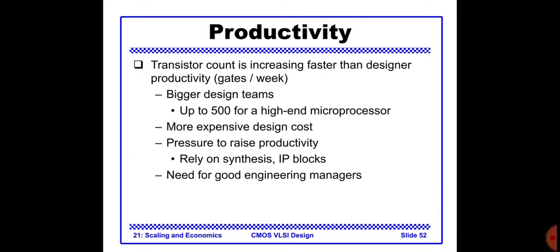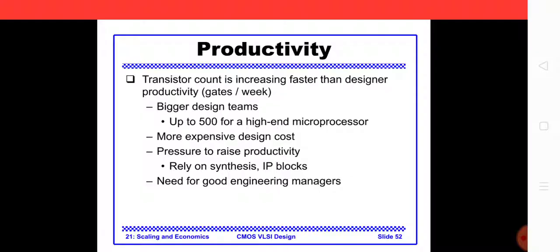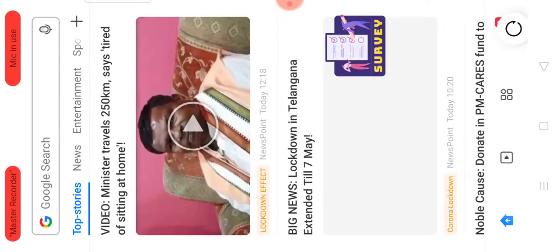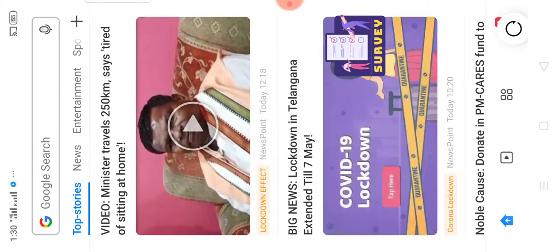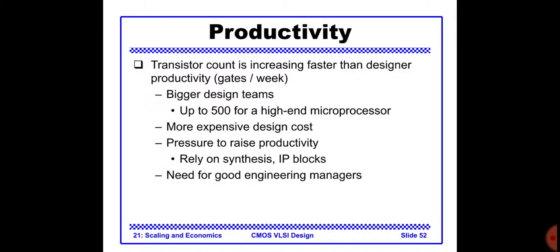On productivity: the transistor count is increasing faster than designer productivity, measured in gates per week. This requires bigger design teams, up to 500 for a high-end microprocessor. Design cost becomes more expensive, with pressure to raise productivity, rely on synthesis and IPs, and a need for good engineering managers.